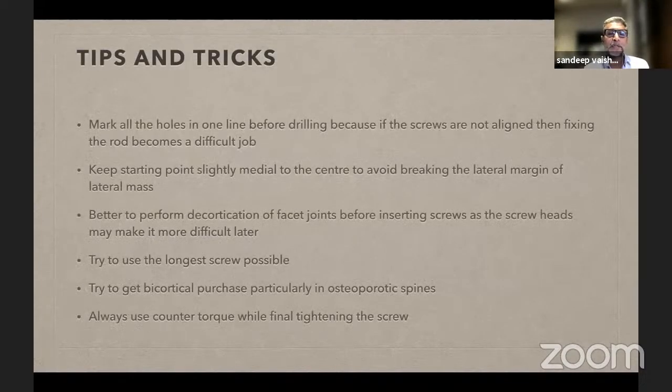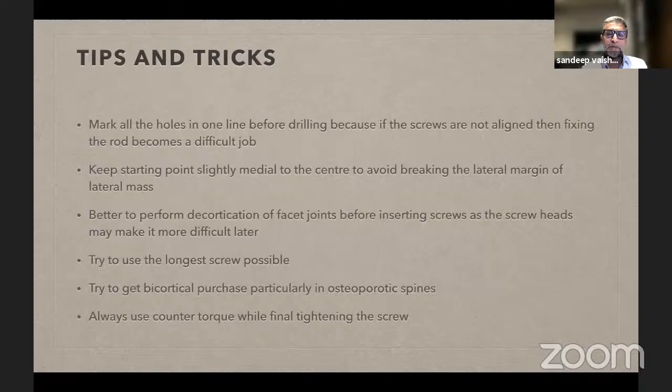So just to revise some tips and tricks: mark all the holes in one line before drilling, because if the screws are not aligned, putting in the rod becomes a difficult job. Keep the starting point slightly medial to the center to avoid breaking the lateral margin of the lateral mass. If you are in the center, or particularly if you go right to the center, there is a risk of damaging the lateral margin of the lateral mass, and then you cannot use that level to put in the screw.